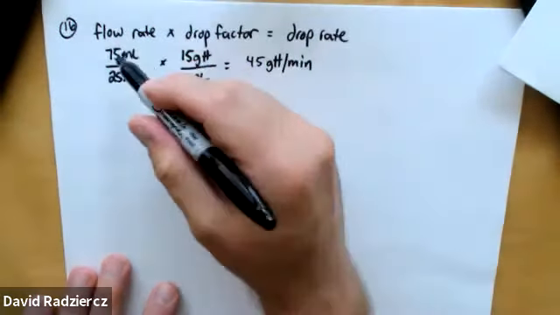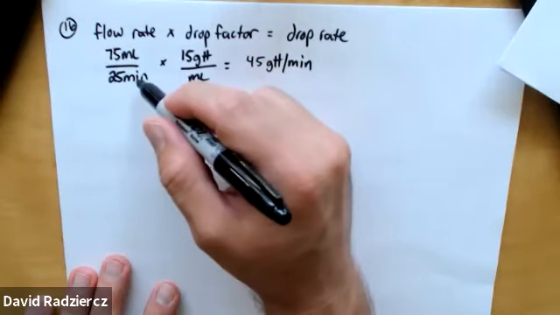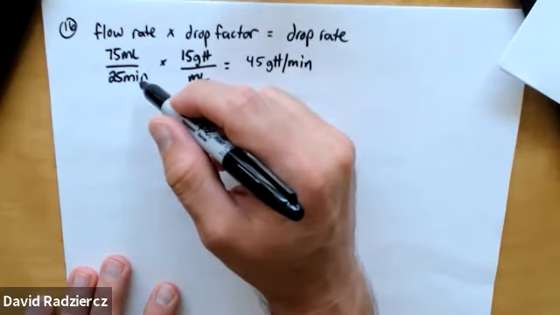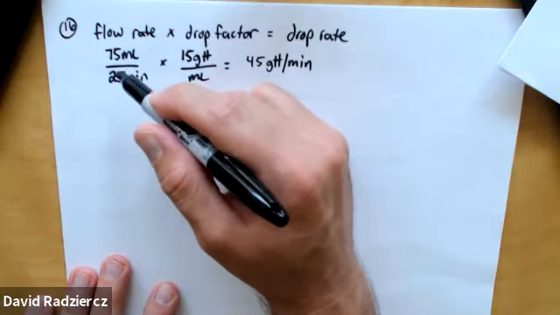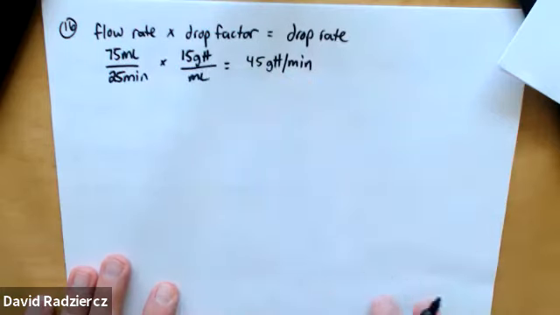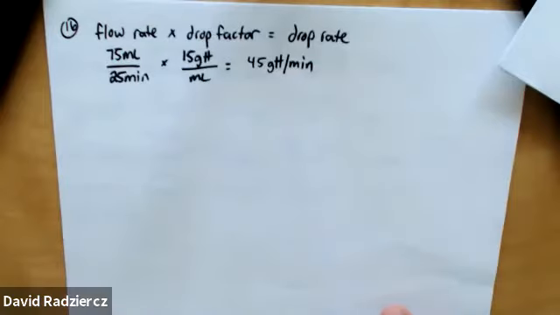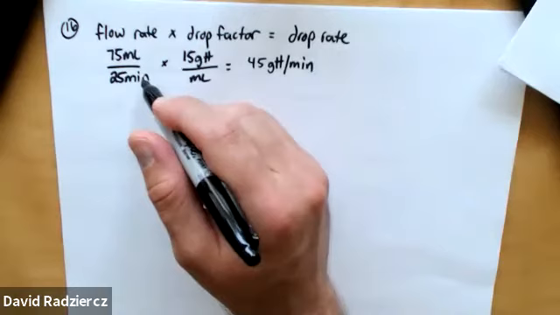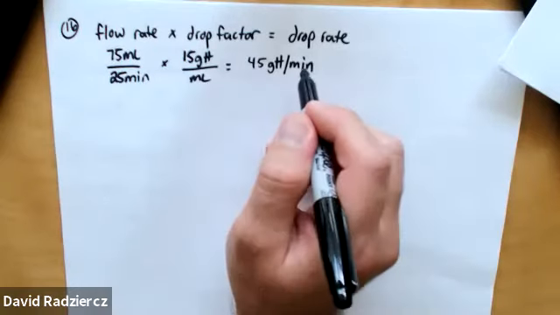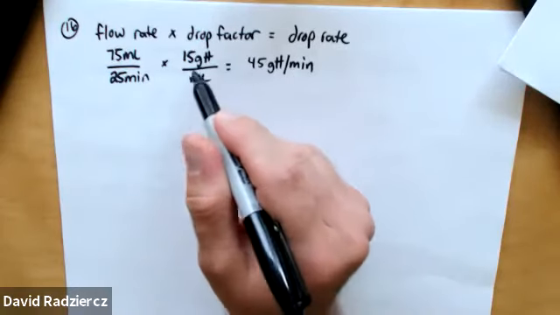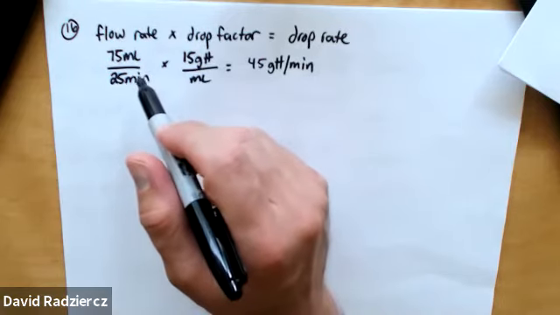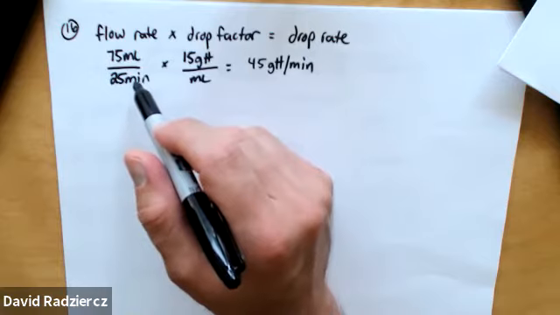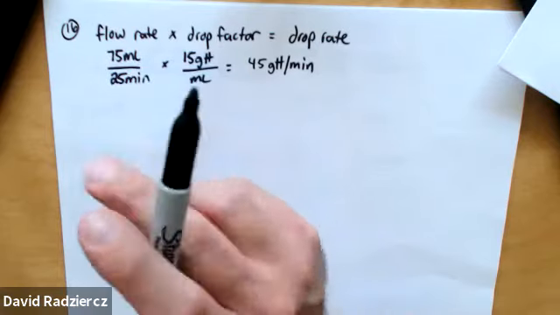And all I did here was 75 times 15 divided by 25. Or what you could have done is just 75 divided by 25, which is 3, times 15 is 45. So there are 2 different ways to set that up. The other thing is you don't need to convert minutes to hours because we're looking for minutes in our final answer. So just leave it as minutes. And if this were in hours, you would just convert hours to minutes.